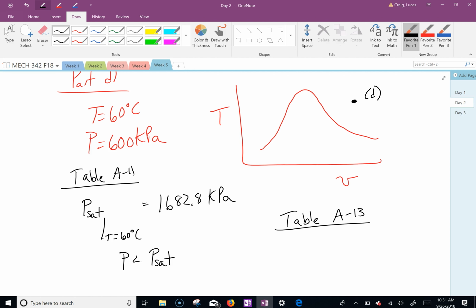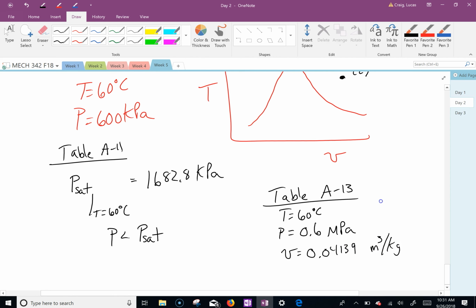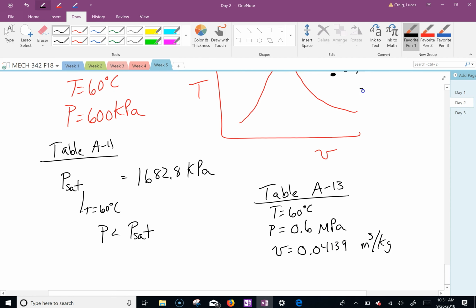So I'm going to give you the answer. I'm going to rewrite this again because the back of the book uses megapascals. So 600 kilopascals is 0.6 megapascal. And we find our specific volume to be this value. Oh, and we're gas, right? I can write that down. Vapor, gas, superheat.